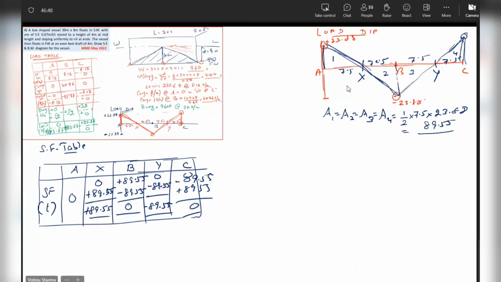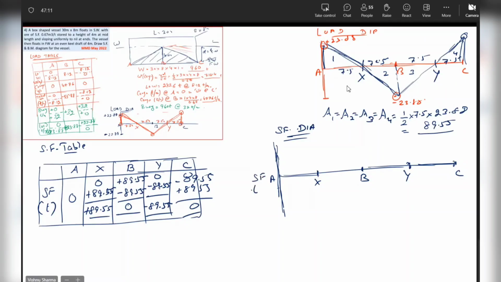Okay. Now we'll draw the SF diagram. So let's make the SF diagram here. We have minus and plus, same values, so we'll hold them like this. A, then X, then B, then Y, and then C. This will be SF in tons. Again, the same value, so there's no point in wasting time on the scale. If this represents plus 89.55, this will represent minus 89.55.